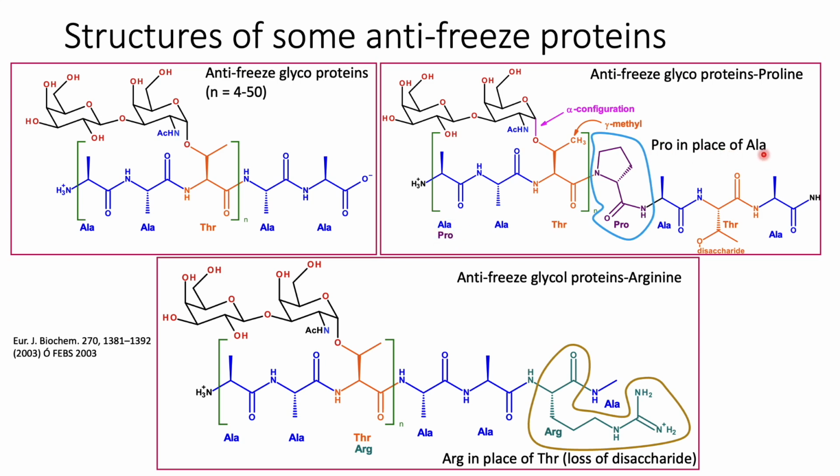That means the proline is replaced by an alanine group. And the next one is antifreeze glycoprotein with arginine. So this arginine is in place of threonine, that is, loss of the disaccharide. Here we can see the disaccharide present in the threonine. So this disaccharide unit may also be lost, and the proline one will have an alpha configuration as shown here, and there is also a gamma methyl group which is present, and the arginine unit does not have the glycosidic linkage. So that is the major difference. So these are some of the different types of antifreeze proteins.